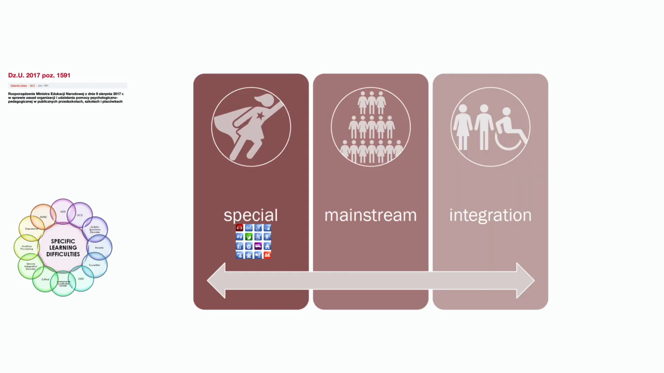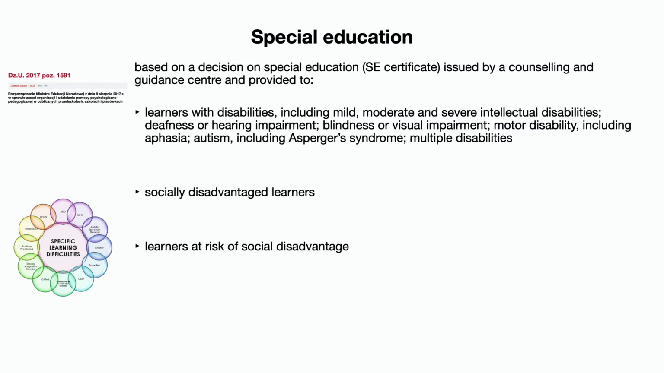Special education schools are established for children and young people holding a special education certificate. The decision on special education and the delivery of a special education certificate is issued by a counseling and guidance center and provided to children with a mild, moderate, or severe intellectual disability, deaf and with hearing impairments, blind and with visual impairment, with a physical or motor disability, including aphasia, with autism, including Asperger's syndrome, with multiple disabilities, socially maladjusted children and young people at risk of social maladjustment.